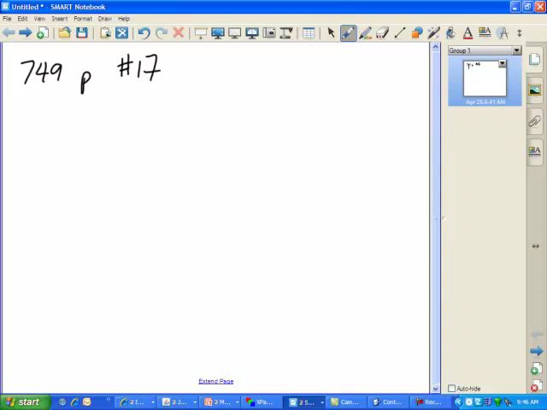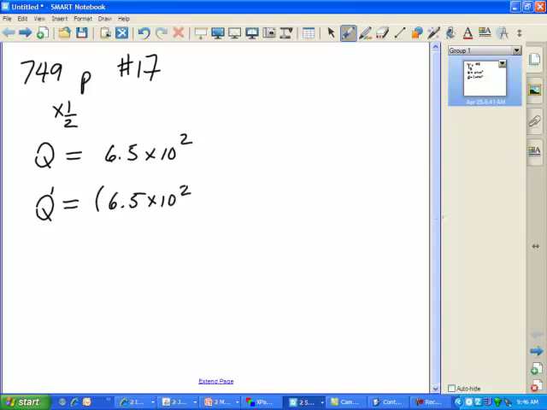Okay, so the fact that it cuts everything in half, you take the original equation and multiply everything by 1/2. That's what you're essentially doing. So as a result, your Q value, even though it currently is 6.5 times 10 to the second, Q prime is going to now be, take the coefficient and take the square root of it.